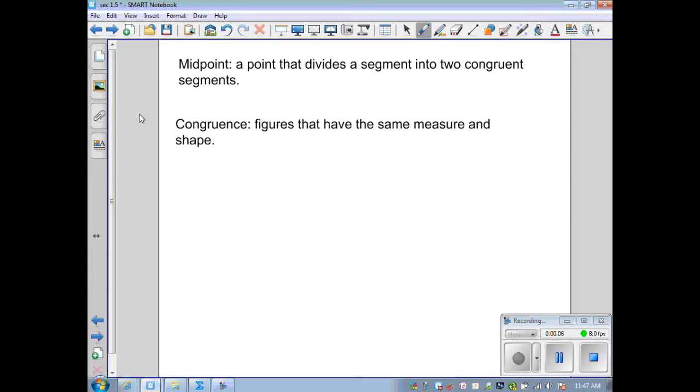Continuing in section 1.5. Midpoint, a point that divides a segment into two congruent segments. Well, what is congruence? These are figures that have the same measure and shape. Therefore, if I have a segment AB and I have a point M denoted as the midpoint, then I know that AM is congruent to MB. This is the symbol for congruency.